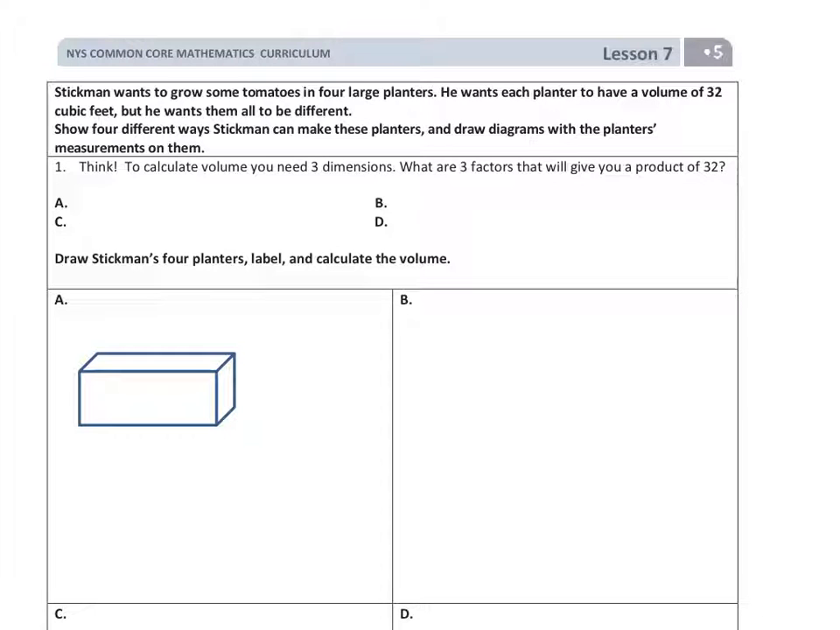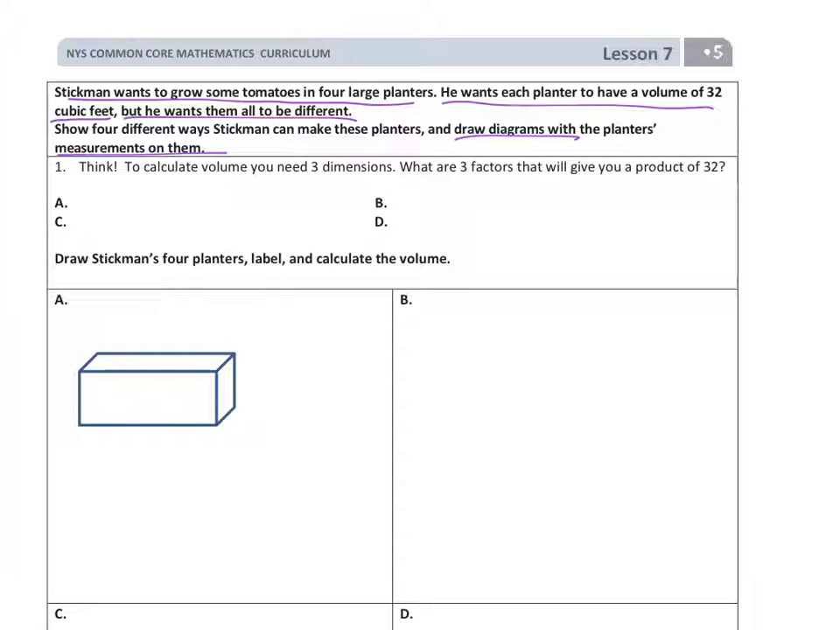So I'm going to get you a little bit started here, and then I want you to do the rest. Stickman wants to grow some tomatoes in 4 large planters. He wants each planter to have a volume of 32 cubic feet, but he wants them all to be different. So show 4 different ways Stickman can make these planters, and draw diagrams with the planter's measurements. Hey look, this diagram's already for you.